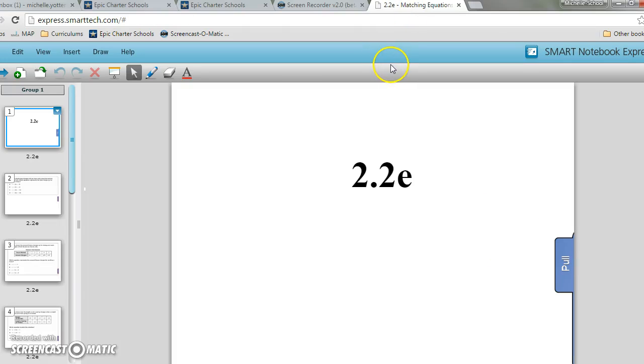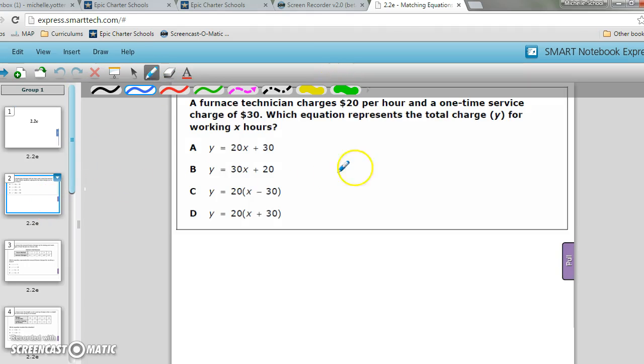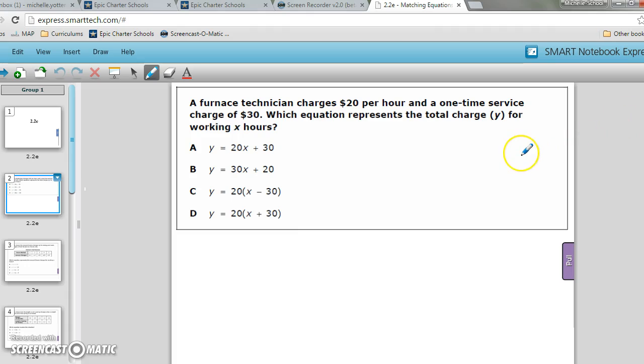Okay, this video is about matching equations and graphs and tables and things like that. So, a furnace technician charges $20 per hour and a one-time service charge of $30. Which equation represents the total charge for working X hours? And we've talked about this several times, that y equals mx plus b.